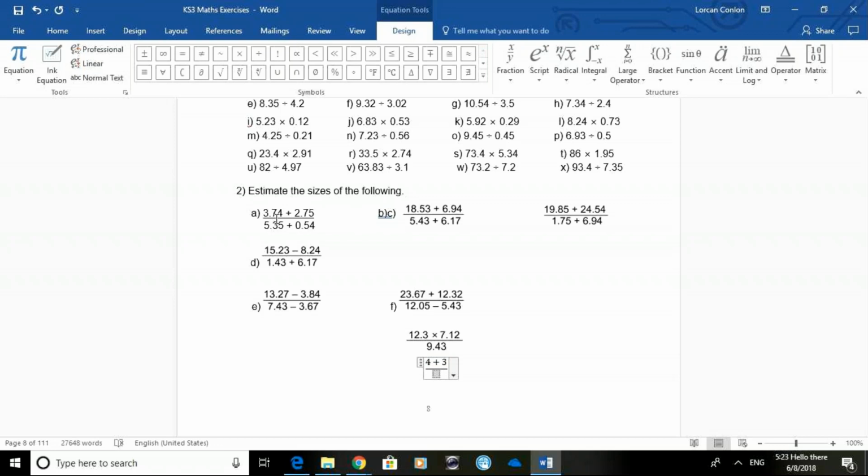Yep, 3. And the bottom line we have 5.35 plus 0.5. So 5.35, what was it round to? 5.35. Plus?